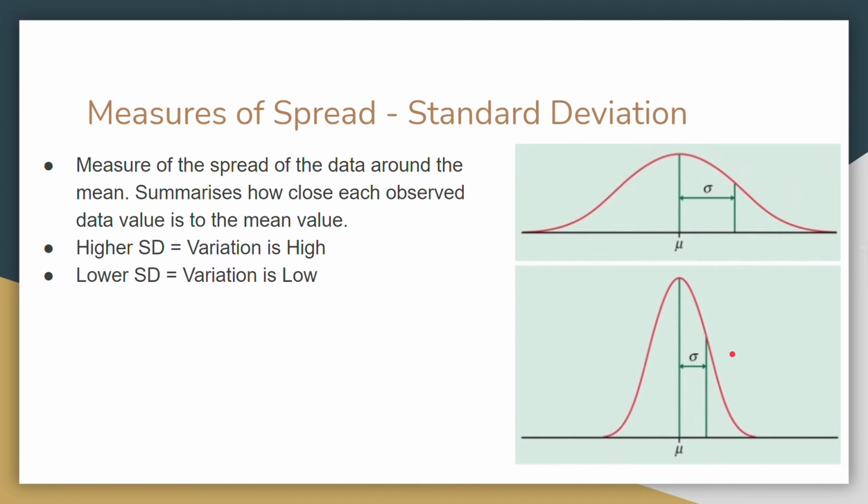Now, in this bottom graph, we have a scenario where there's a low standard deviation, and this means that the variation is low. So the range of the data values observed is going to be lower, because there's a lower difference between the higher and lower extremities. And the data is going to be centered more around the mean observed value compared to the upper graph.